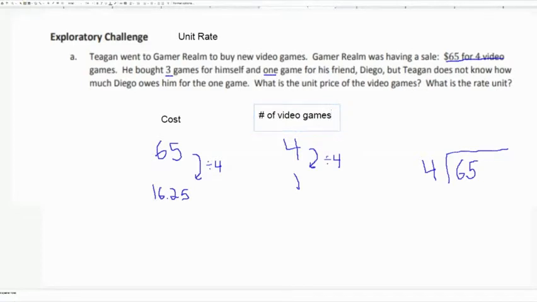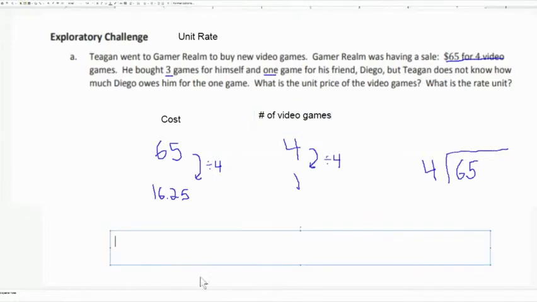It says, what is the unit price of 1 game? So let's put something down here. The unit price of the video game, excuse me, is $16.25. So what does that mean? What is the unit rate? That means it is $16.25.